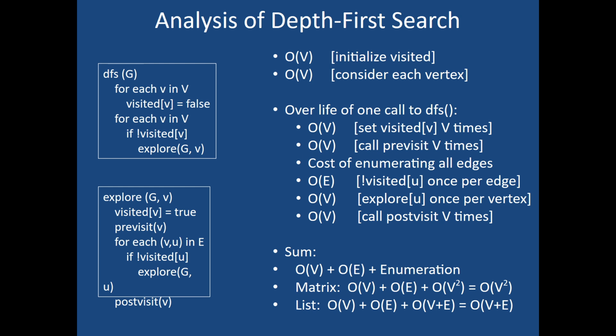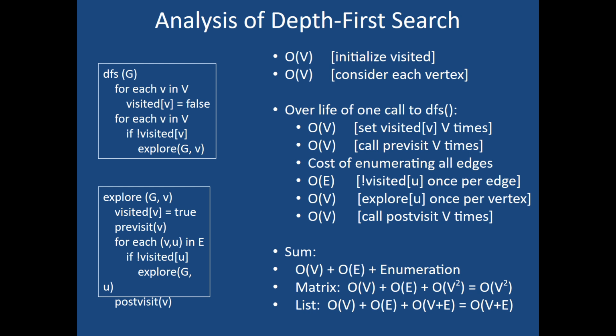And you can see that here. The time is directly proportional to the size of the representation in the case of the matrix, and to the size of the representation in the case of the list. So it's kind of weird. We're not talking about the size of the graph itself. We're talking about the size of the thing that represents it. But it's linear in that sense.